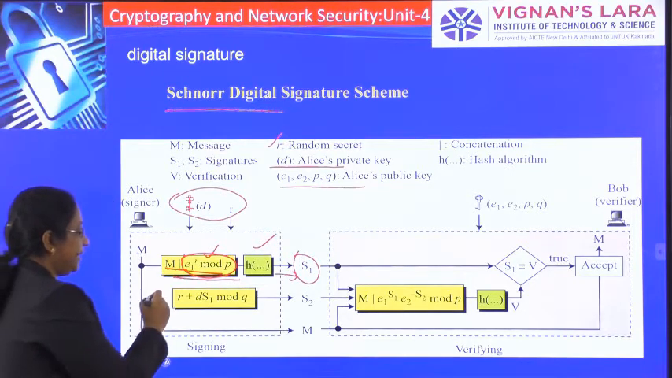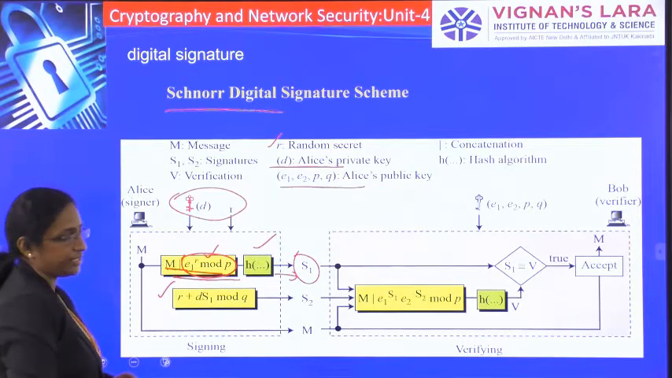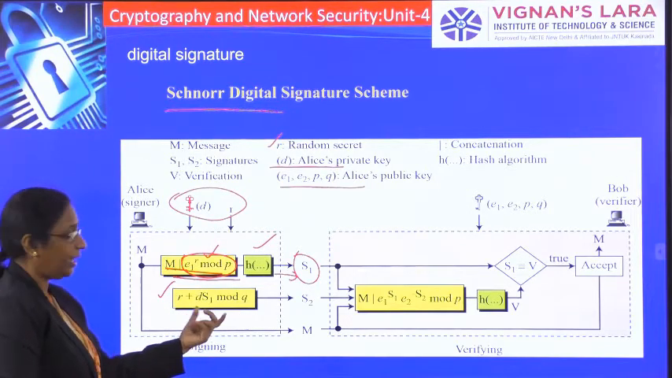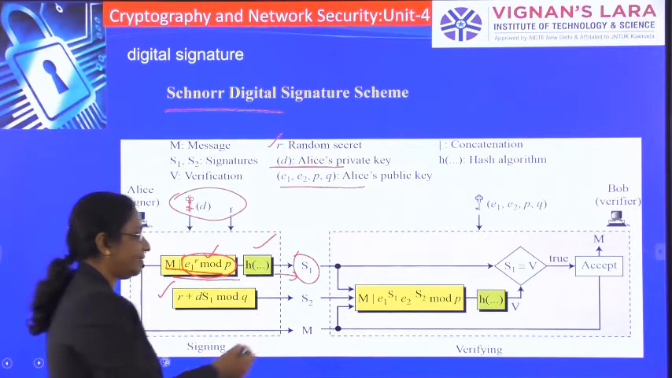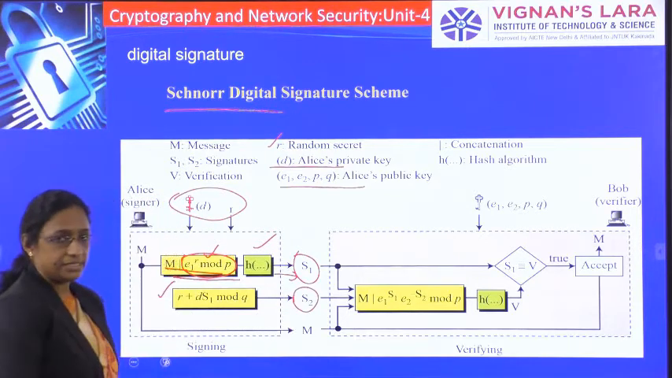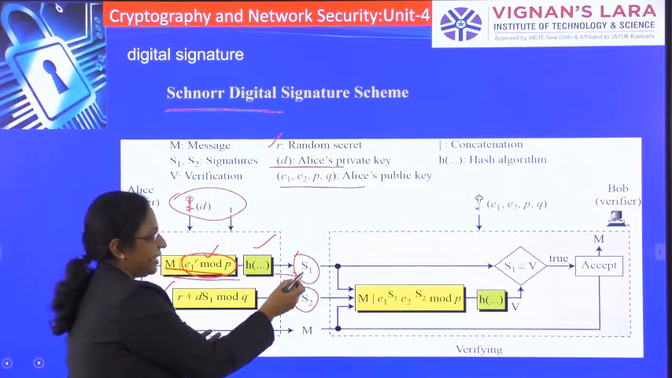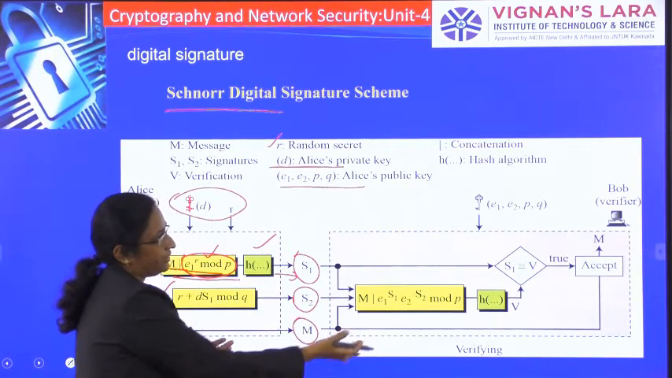Similarly, we will be calculating another signature S2 by using R plus D S1 mod P. By using this function we will be generating another signature S2, and then the sender will be sending the signature S1, S2 and the message to the receiver.